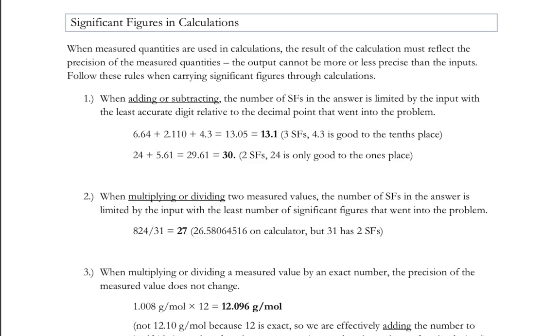But if we were using that 13.05 within some other calculation, we would keep the 0.5, and we would have to bear in mind how many sig figs there are and take that into account in the end. When multiplying and dividing, it's a little simpler. We look at the total number of sig figs. The one with the least number determines how many are in the final answer.